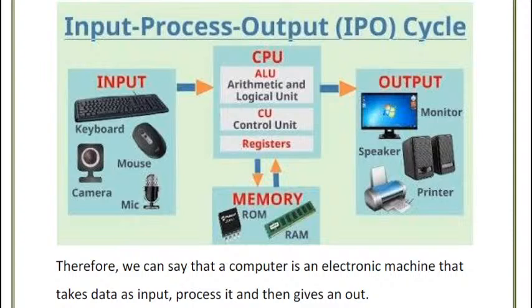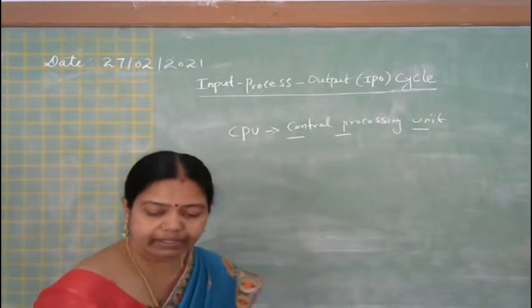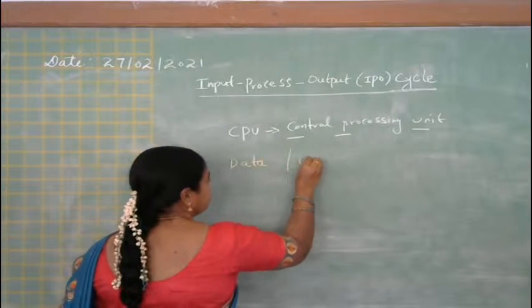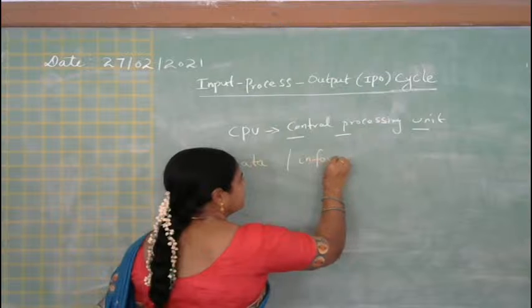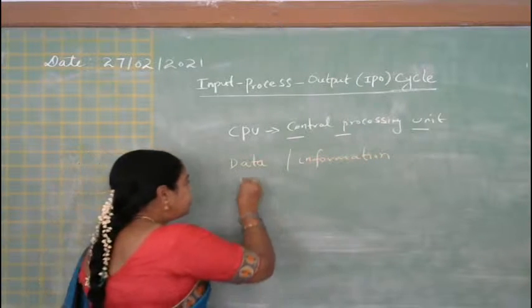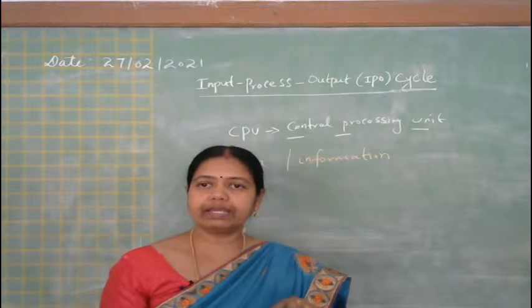Here in the computer, with the help of the input device, you are accepting the input. Then that accepted input is called data and then information. Here the data we are providing to the computer as an input.